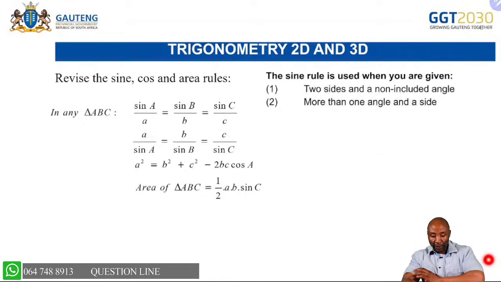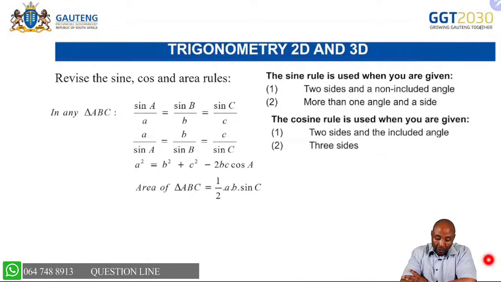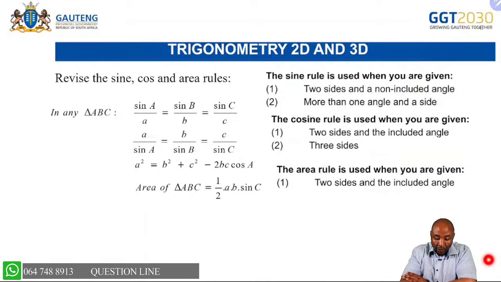Now, in most cases, you will find for the sine rule, we are not dealing with a right angled triangle. So you must be given two sides and a non-included angle, or you must be given more than one angle and a side, one of which is opposite one of the sides. For the cosine rule, you should be given two sides and an included angle, or you might be given three sides. Then you can use the cosine rule. For the area rule, the triangle will not be right angled, but we should be given two sides and an included angle, or it should be easy to determine the two sides.